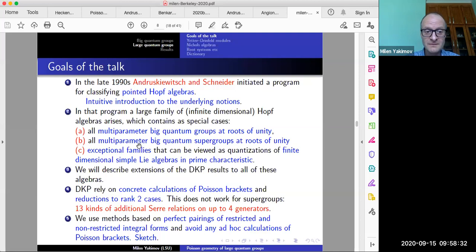Instead of that, I will sketch some methods where we use perfect pairings between restricted and non-restricted integral forms. And we avoid any ad hoc calculations with Poisson brackets. With respect to these pairings, we can directly describe the Poisson algebras that appear in terms of these specializations and basically not do a single argument where we compute a Poisson bracket. So this is a little bit of an advertisement of how the results are proved. That way we avoid all the reductions that appear in the De Concini-Kac-Procesi work.